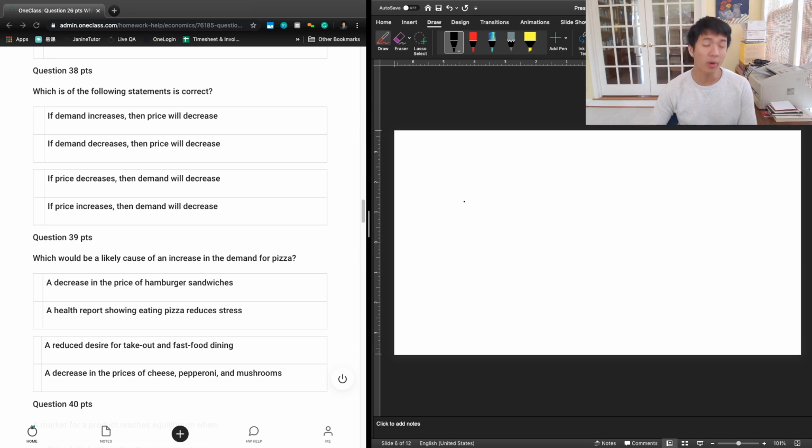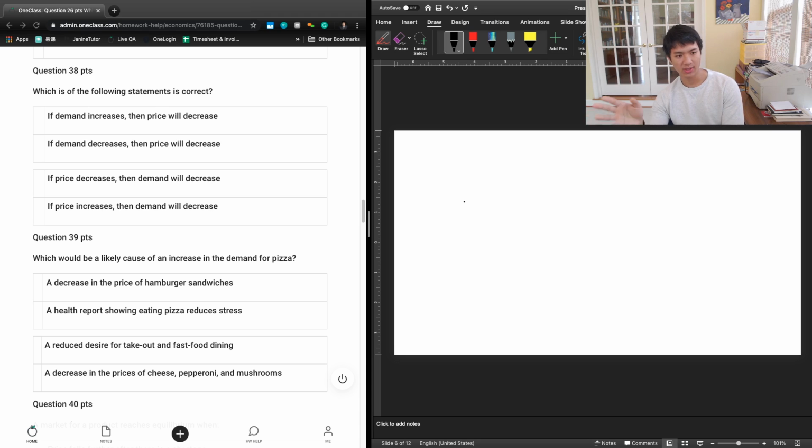I think it would be more accurate to use the phrase if quantity demanded increases, not just if demand increases, because sometimes it can be confusing whether or not we're talking about a shift in the curve versus a movement along the curve. But let's assume that we're talking about the law of demand, we're talking about quantity demanded. In that sense, the law of demand tells us that there's an inverse relationship between prices and quantity demanded. If prices go up, the quantity demanded goes down. If prices go down, the quantity demanded goes up.